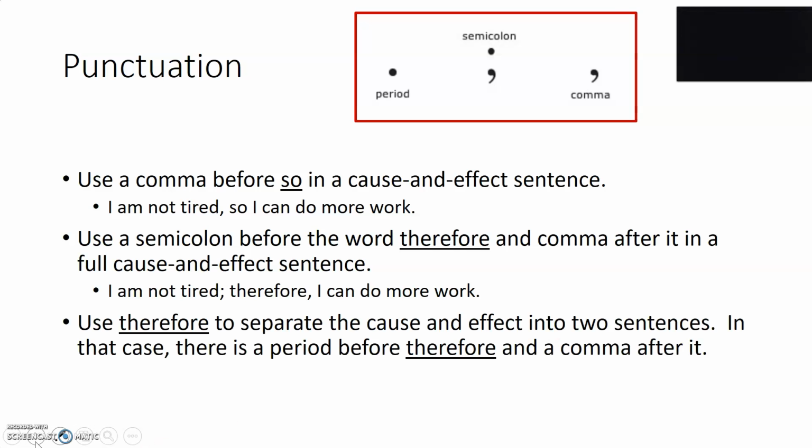Use therefore to separate the cause and effect into two sentences. In that case, there is a period before therefore and a comma after it. So a period to make a new sentence. It says, I am not tired, therefore I can do more work. Here we have separated into two sentences. It says, I am not tired, period, capital letter with therefore, comma, I can do more work.